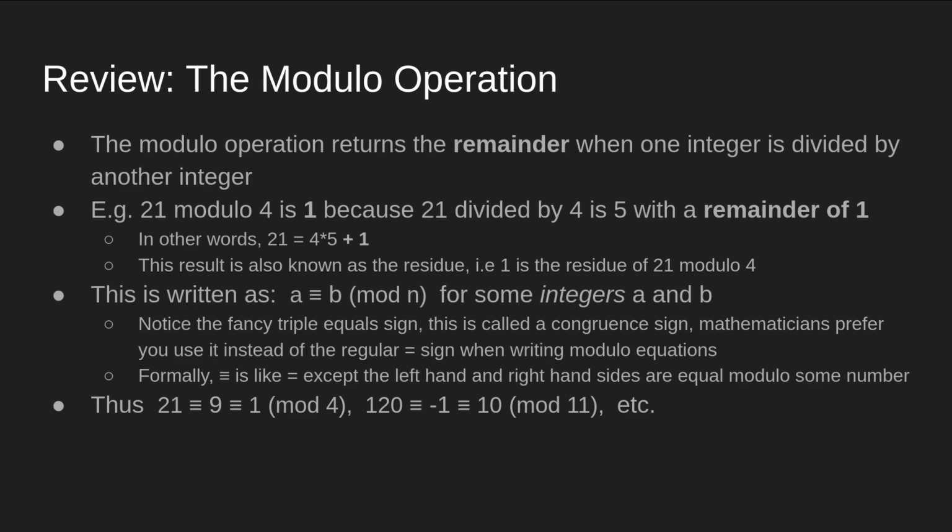And then, again, 120 is congruent to negative 1, which is congruent to 10 modulo 11. So you can see how you can actually have negative integers in a modulo as well. The intuition for that is, think about 120 being 1 less than a multiple of 11. You know, 11 squared is 121. So you have a negative 1 as the residue, and that's also the same as saying 10 modulo 11.